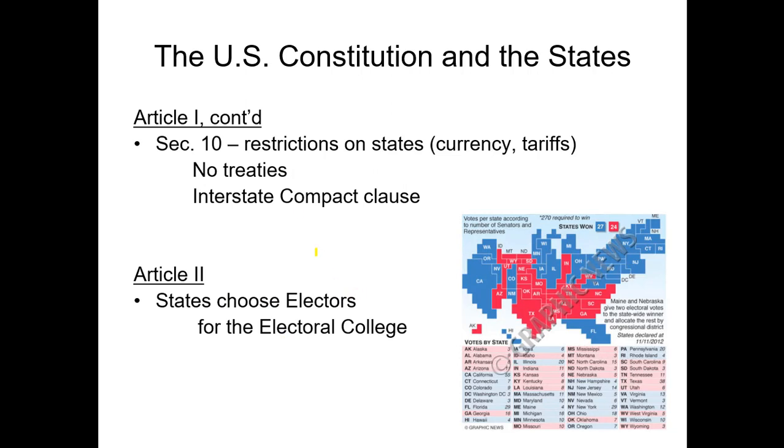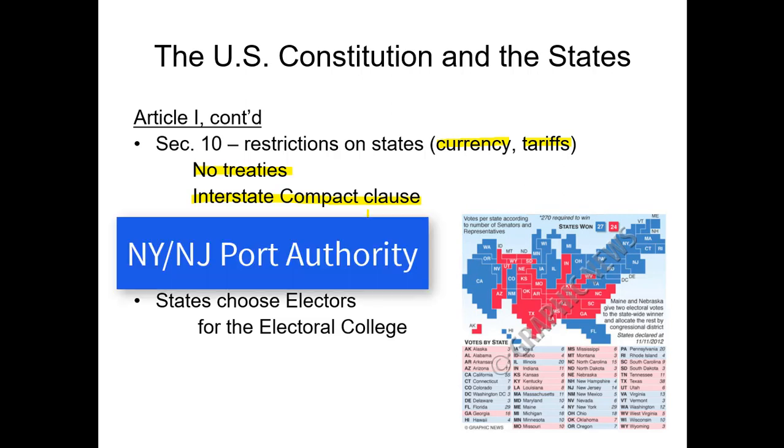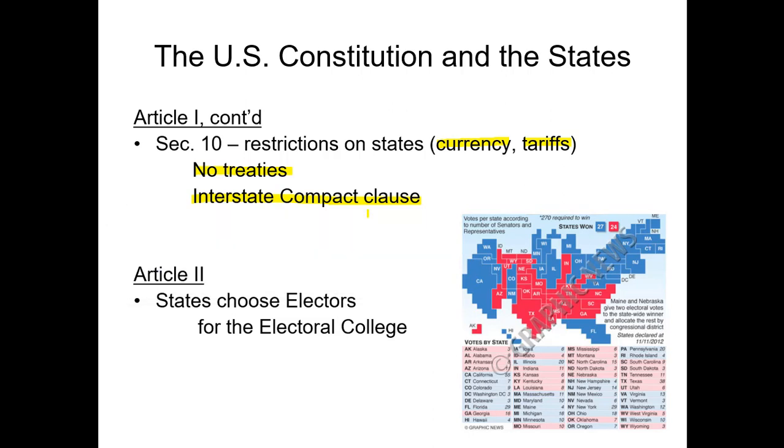Also, Section 10 of Article 1 puts some restrictions on the states. They cannot create their own currencies. That was a big problem. They can't pass tariffs against each other. Can't do that. A state cannot negotiate treaties with other countries, nor can states enter into agreements with each other unless it's approved by Congress. And this is called the Interstate Compact Clause. And one of the many examples of an interstate compact is the New York, New Jersey Port Authority, in which New York and New Jersey have agreed on how to handle the bridge and tunnel facilities and traffic and things like that.